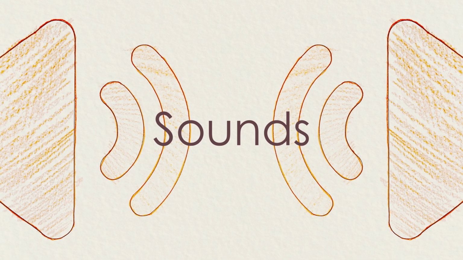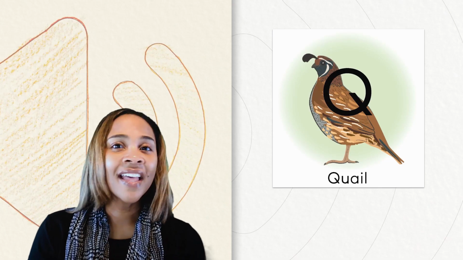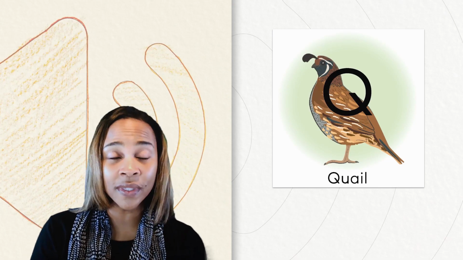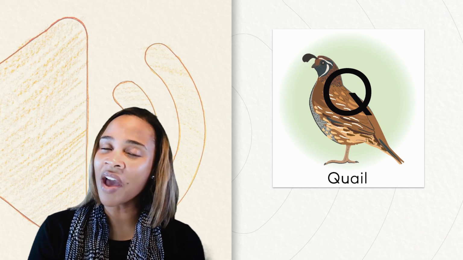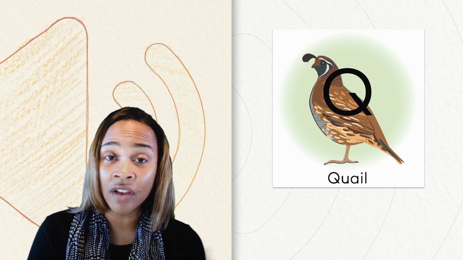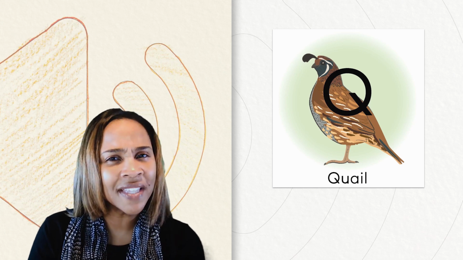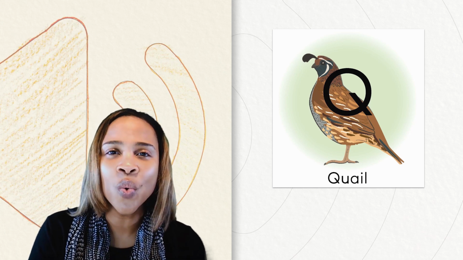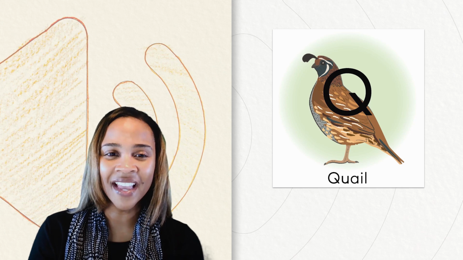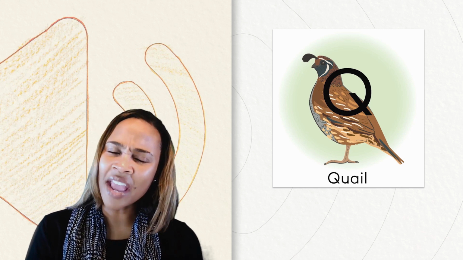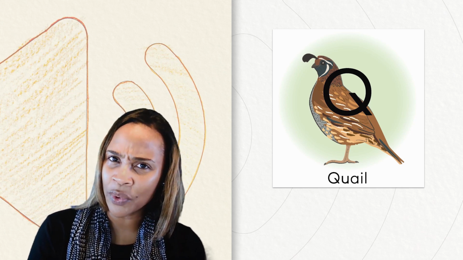Sounds. This picture shows a quail. The sound that we hear at the beginning of the word quail is the qu sound. Can you say that sound too? Qu. Yes. The name of this letter is Q.